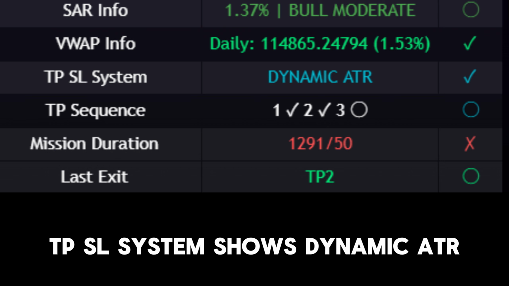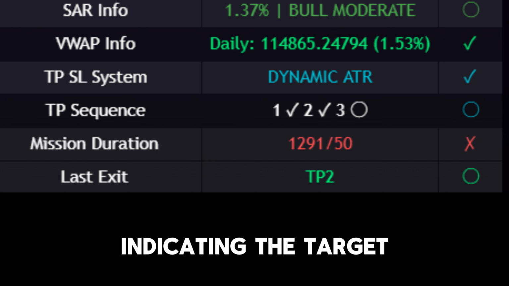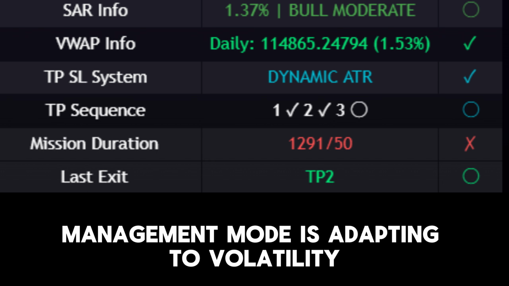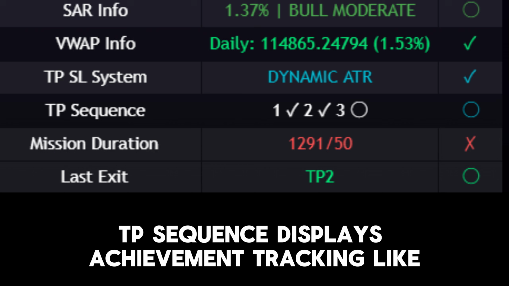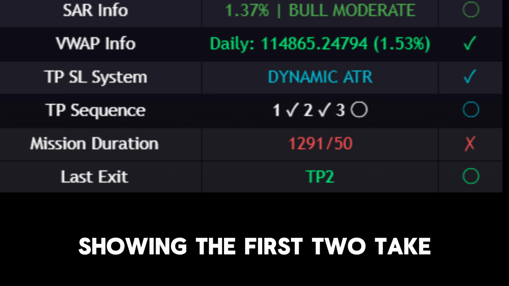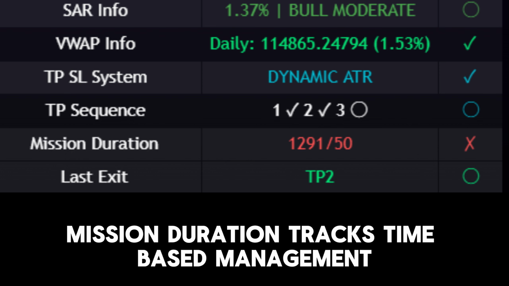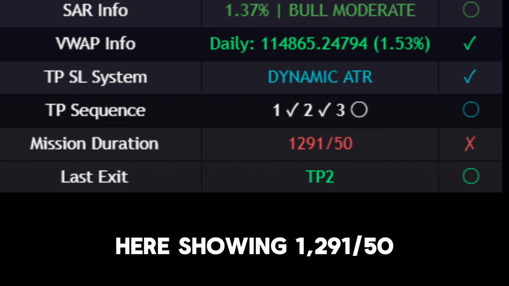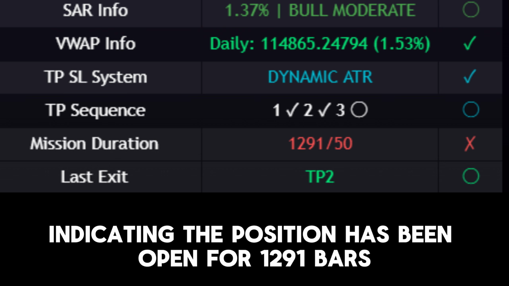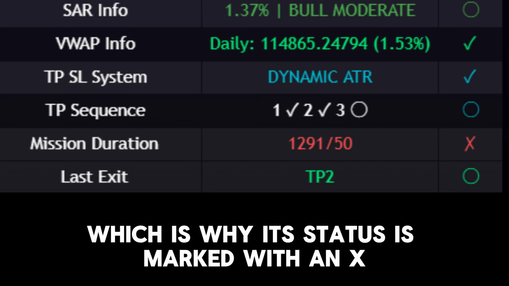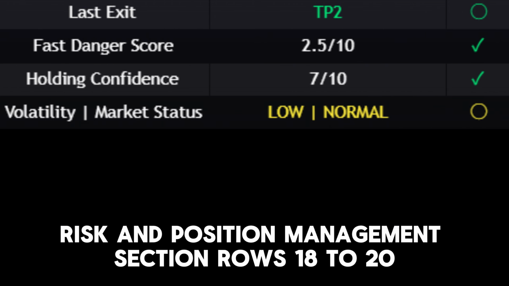TPSL system shows dynamic ATR, indicating the target management mode is adapting to volatility. TP sequence displays achievement tracking like 1, 2, 3, showing the first 2 take-profit targets have been hit. Mission duration tracks time-based management. Here showing 1,291/50, indicating the position has been open for 1291 bars out of a maximum of 50, which is why its status is marked with an X.